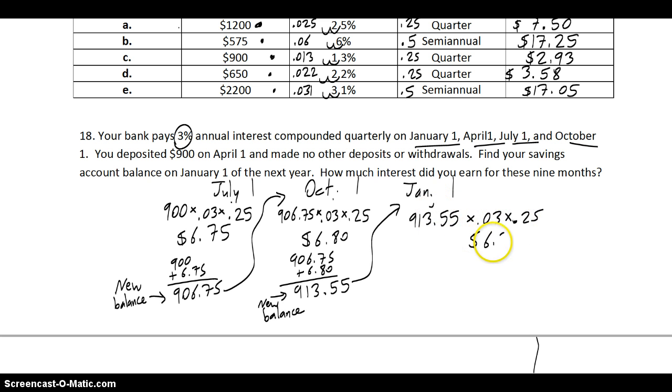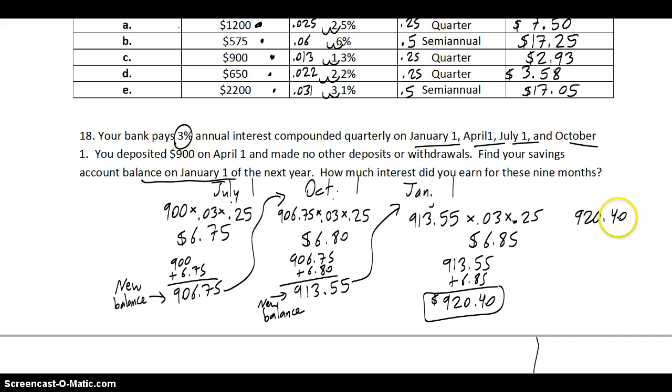When you multiply this out, now you get 6.85, and it looks like it's going up by 5 cents every time. Eventually it'll be more. But anyway, now you're going to take the 913.55 and add in 6.85, and you should get 920.40, which I believe is the first part of the question. What's your account balance on January 1st? There it is, 920.40. Then it says how much interest did you earn for these 9 months?